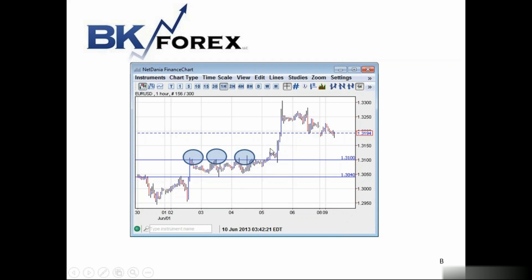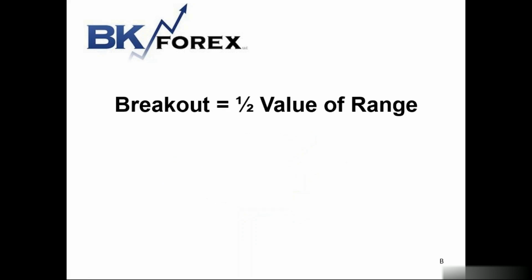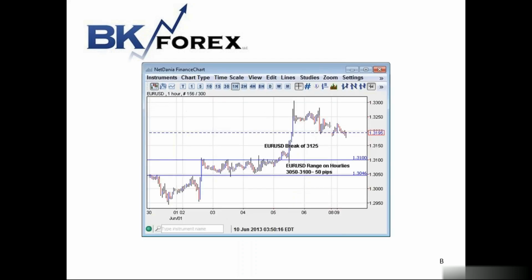The more, the better. And then you want to make sure you filter for false breakouts because oftentimes you have a little bit of a probative move higher before a more meaningful breakout. And in that case, what you want to do is look for a breakout to be greater than half of the value of the range. So in this case, you can see that Eurodollar breaks out, but the range has been 50 pips. You want to see at least a 25 pip breakout in order for it to be considered a quote-unquote real breakout.